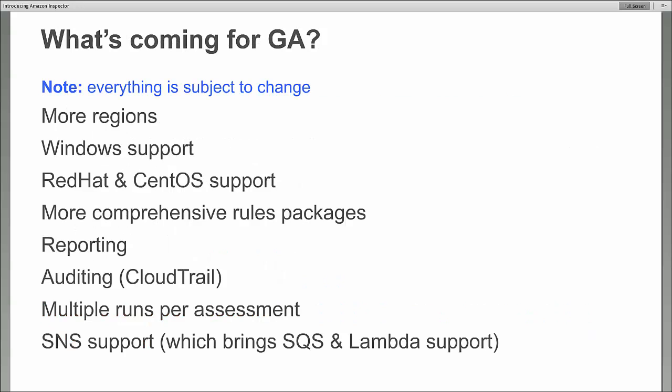And then finally, what is coming up for GA? What's the difference between what you're looking at now and what you're going to see for GA? Well, we're going to have more regions, Windows, Red Hat, and CentOS. I've already talked about that. We're going to have more comprehensive rules packages.